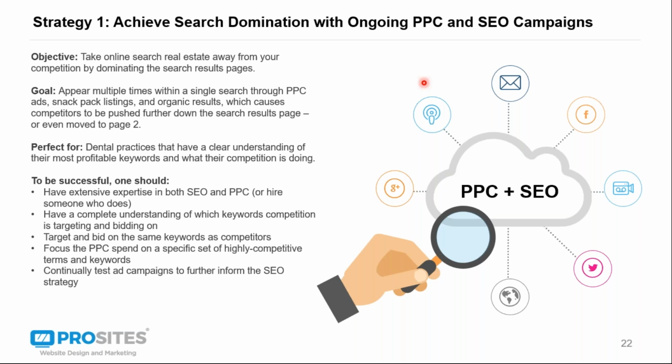And the focus should be on PPC spend on a very specific set of highly competitive terms and keywords. I would not recommend that you try to do this with every single type of keyword that you want to target because it could get expensive very quickly because it is so highly competitive. And then it will also require you to continually test ad campaigns to further inform the SEO strategy.